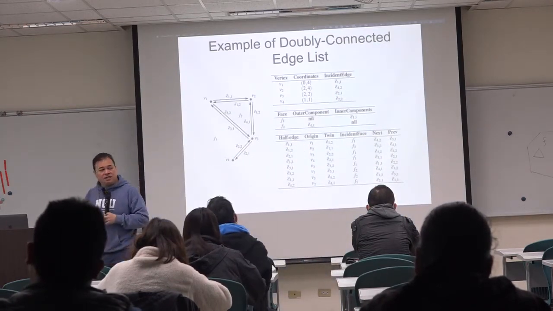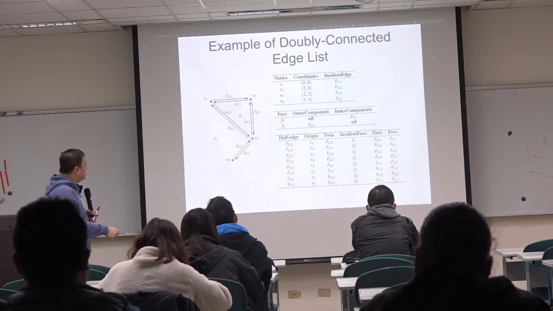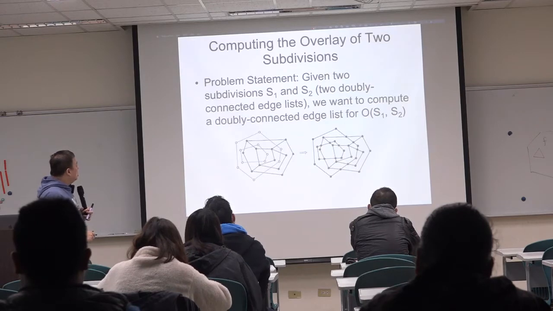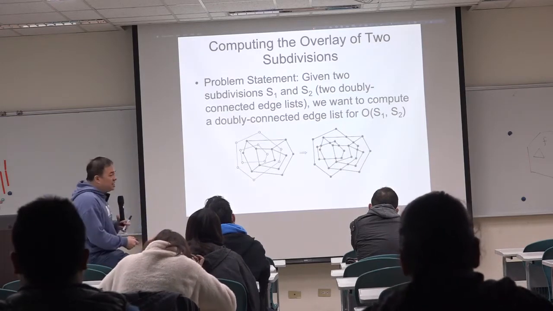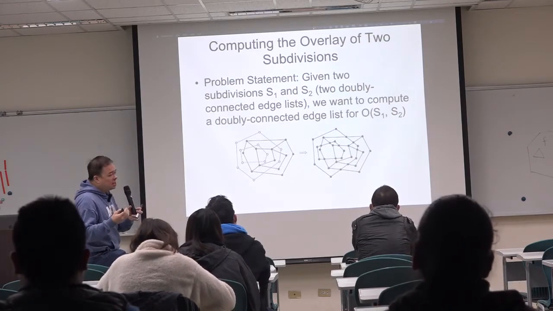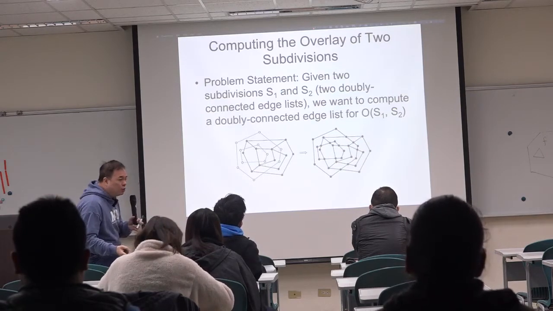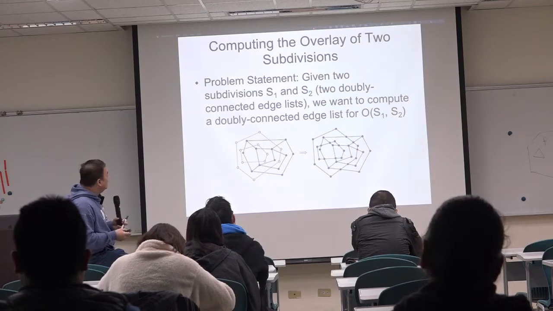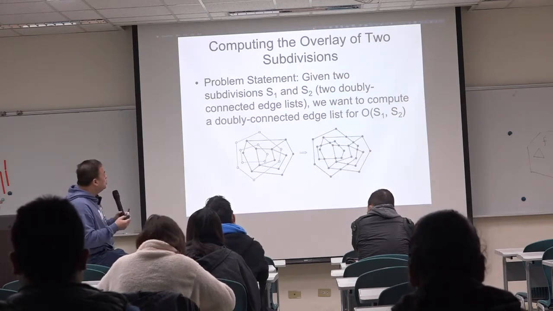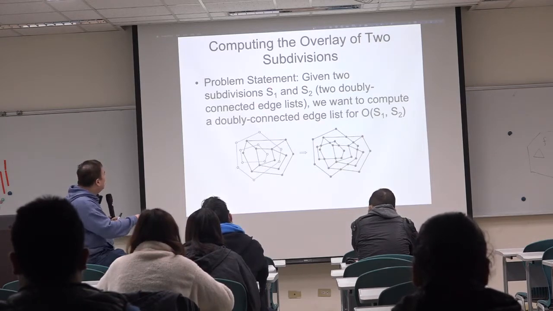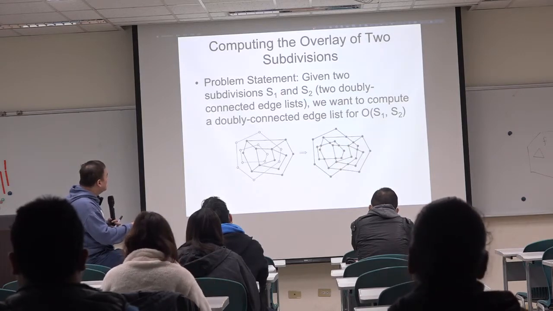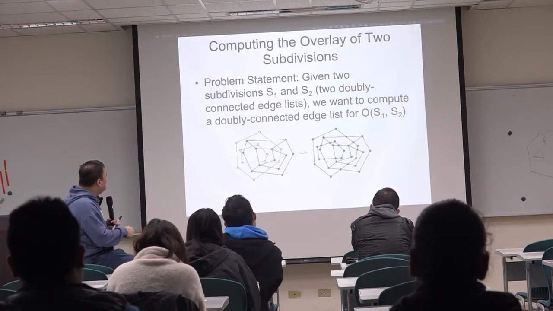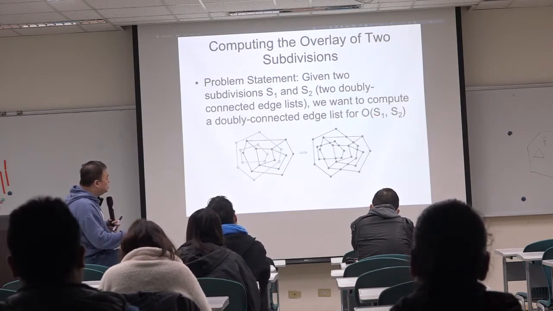Okay, so that's it. Let's continue our discussion. That's the basic idea of the doubly connected edge list. Now, we are going to model each map as a subdivision, which is represented by the doubly connected edge list. So the problem of overlaying two maps becomes overlaying two subdivisions. Given two subdivisions, S1 and S2, each represented by a doubly connected edge list, we want to compute a doubly connected edge list for the overlay of these two subdivisions.